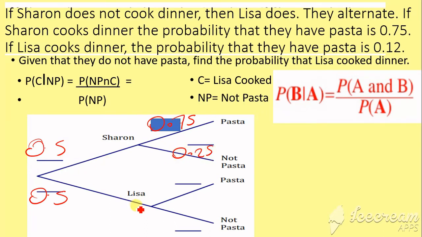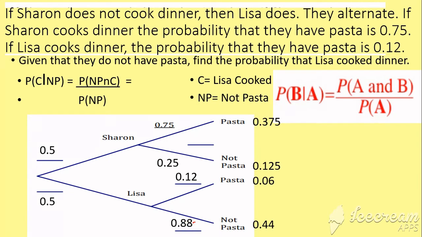The other one, if Lisa cooks, which is at the bottom, the probability that they have pasta is 0.12, which means the probability that they don't have pasta is going to be 0.88. And then we multiply them all to get my probabilities on the right, add them up to make sure it equals 1. Alright, so the actual question was, given that they do not have pasta, find the probability that Lisa cooked dinner. So we've got a probability of C, given that not pasta's happened.